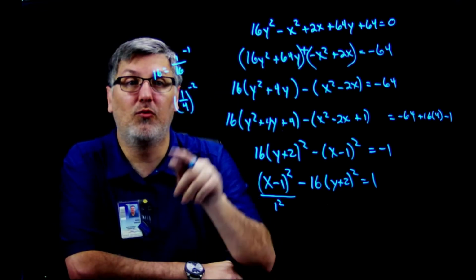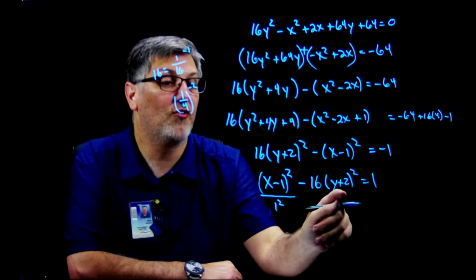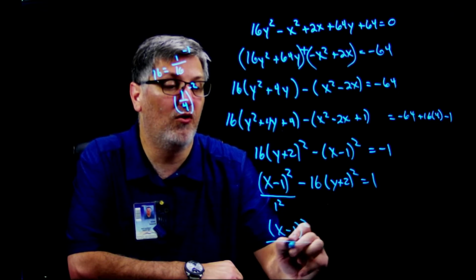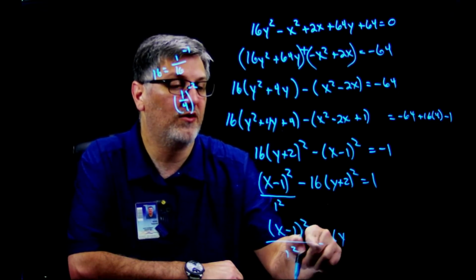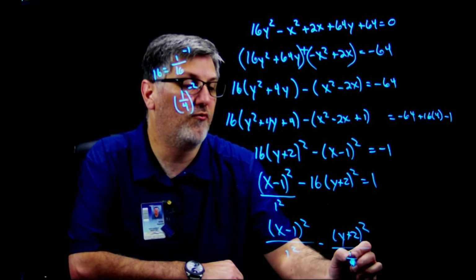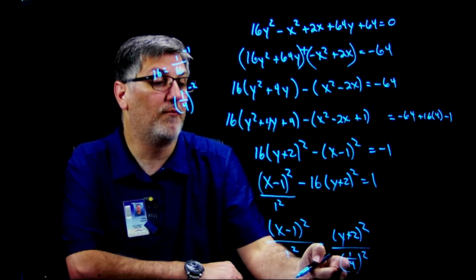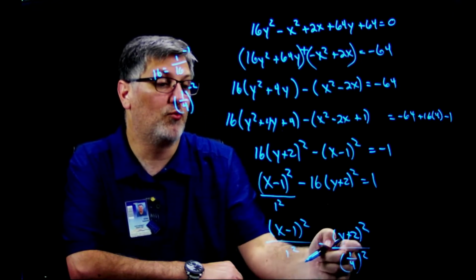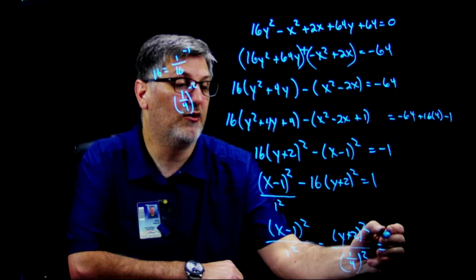Now, how is that going to help me? Well, I need a square, and I need this. The negative means it's in the bottom part of a fraction. So I can rewrite this as (x minus 1) squared over 1 squared equals, well, minus (y plus 2) squared over (1/4) squared, because that's 16, because it's in the bottom of the fraction, the negative, right? And then the (1/4) squared is going to give you my 16, and then it'll come back out, equals 1.